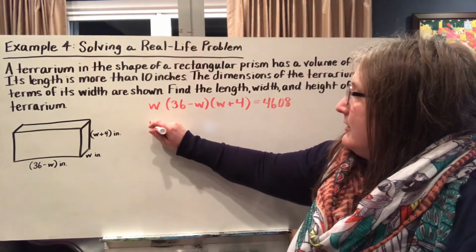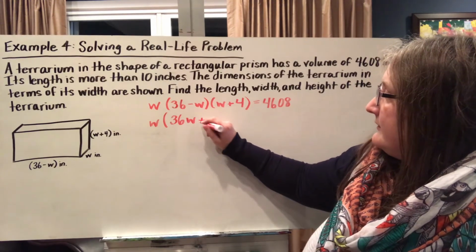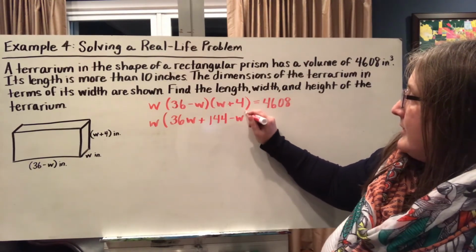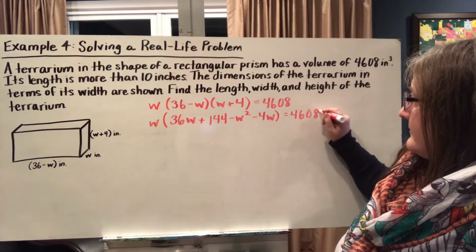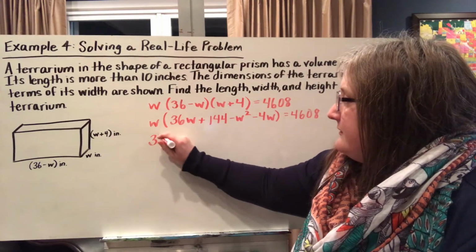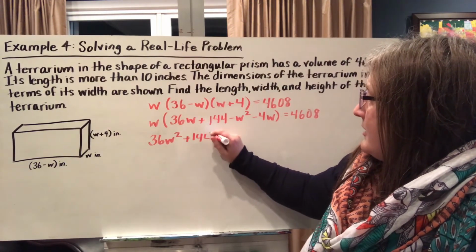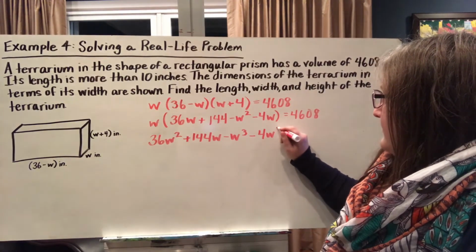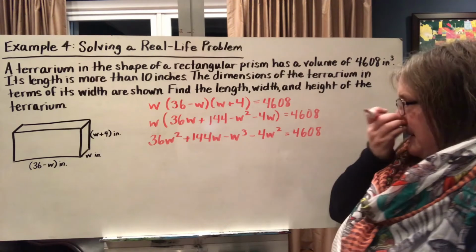So the first thing I'm going to do is try to turn this into one polynomial by doing some foiling. So I'm going to do 36 times w plus 36 times 4 is going to give me 144 minus w squared minus 4w. All right, so now I'm going to multiply in my w here, and I'm going to get 36 w squared plus 144 w minus w to the third minus 4w squared equals 4,608.